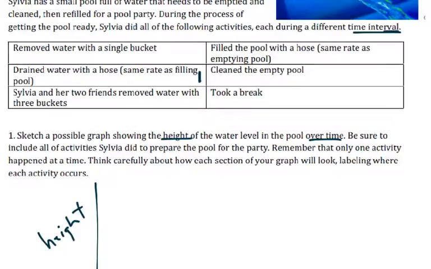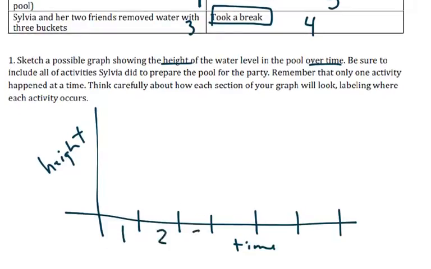And maybe she started out with a single bucket, and then her friends came to help out, so they did it with 3 buckets. Then maybe they cleaned the pool or took a break. This took a break could kind of happen through any one of these, right? So maybe after the buckets they took a break, then they cleaned the pool, then they filled it up with the hose. Okay, we know this one's going to be the last one. So we've got interval 1, 2, 3, 4, 5, and 6.